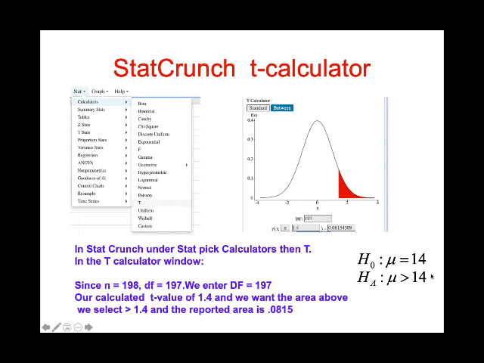Our alternative was that they watched more than 14 hours of TV per week. So the reported area above our calculated t of 1.4 is 0.0815. That number is greater than 0.05, so we are going to fail to reject the null hypothesis and claim that there's no evidence in this data that the children watch more than 14 hours of TV per week.